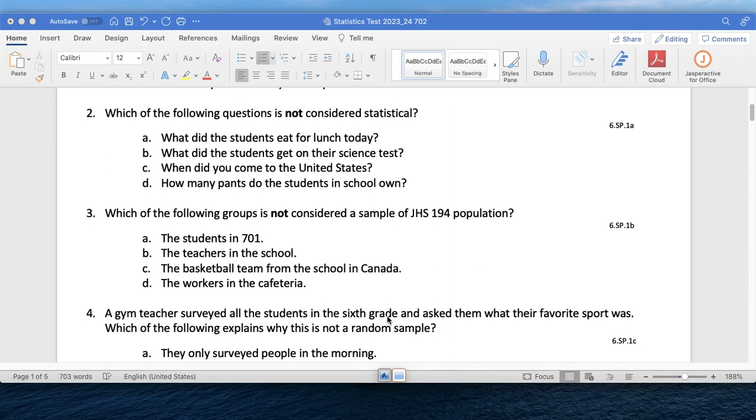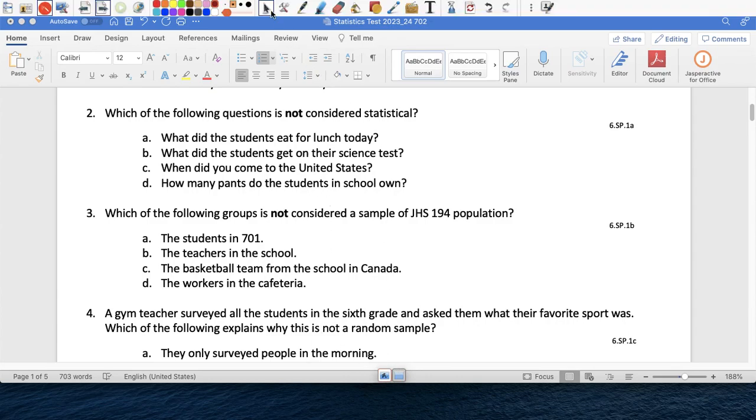Number 2, which of the following questions is not considered statistical? Which is not statistical. Okay? So this is the opposite of number 1. Question number 1. What did the students plural eat for lunch today? So some of you will say hot dogs, some of you say rice, some of you say pasta, some of you will say pizza, etc. So that is statistical. I'll write statistical next to it.